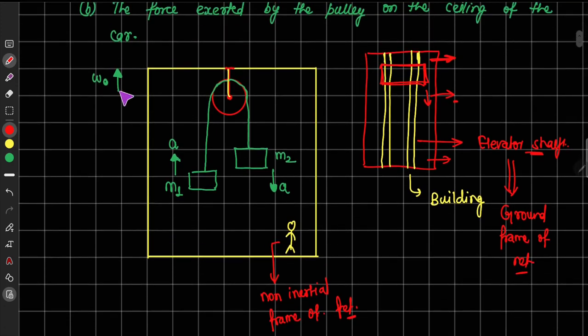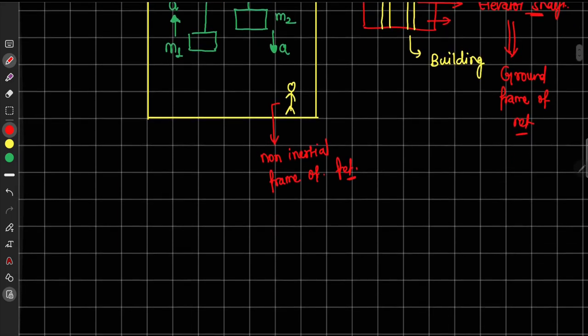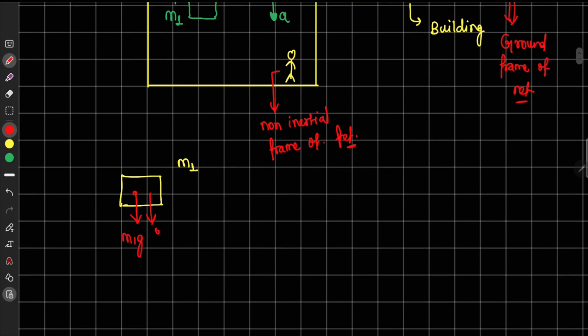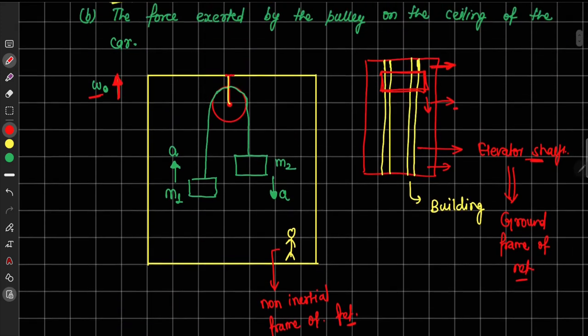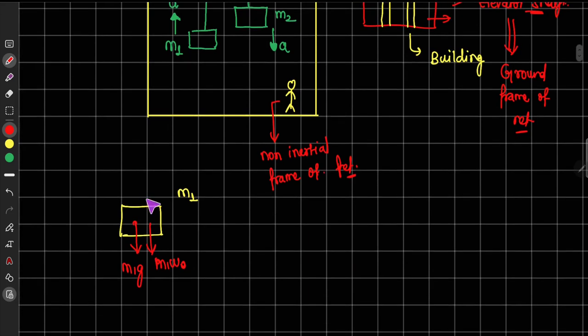So we are having the acceleration of the elevator as w naught, and it is in this particular direction. Then if we draw the free body diagram of mass m1, let us say this is mass m1, then we will have the gravitational force in the downward direction, that is m1 into g, and we will have the pseudo force, that is m1 into w naught, in this particular direction which is opposite to the direction of the acceleration of the elevator car, and we will have the tension force in this particular direction.